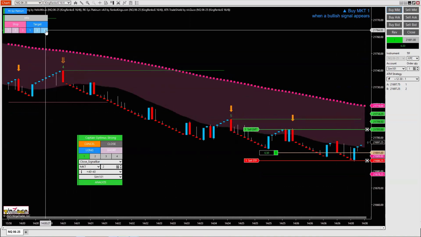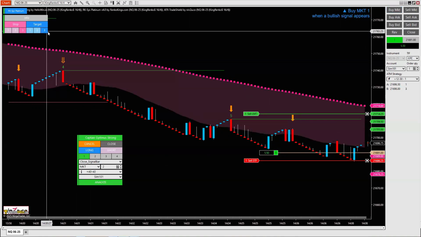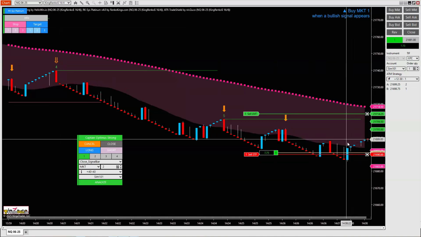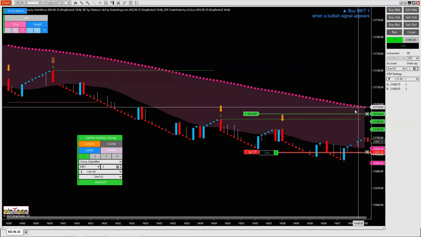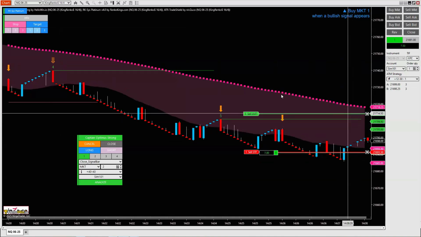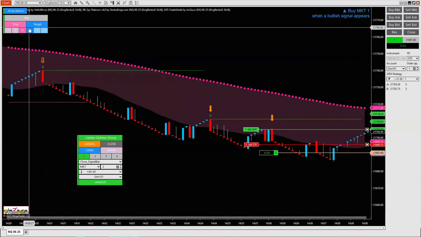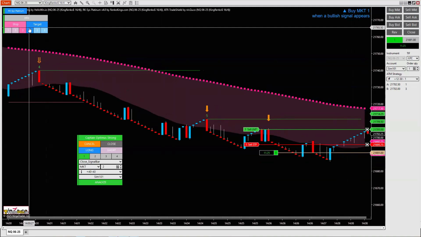For example, let's say I want to make my target further away. With one click of a button and press 3, it pushes it up, right? It pushes it up, and now my target is further away. I can also bring it back closer, and with one click of a button, it brings it closer. So your targets and your stops become much more dynamic. You have full control over them.